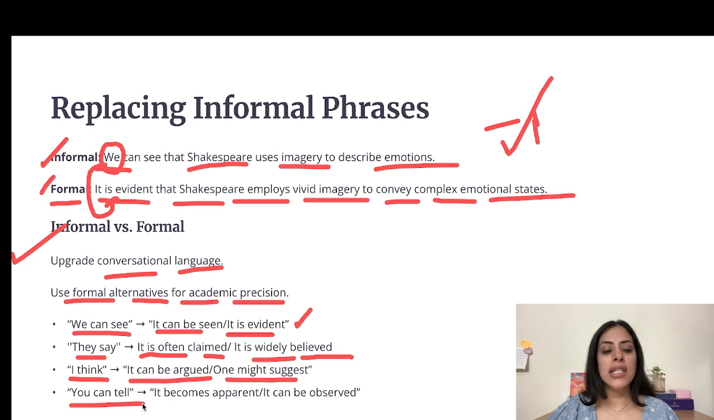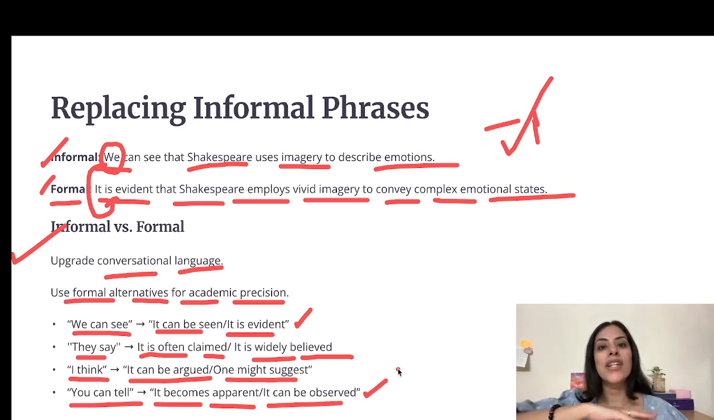And lastly, instead of saying you can tell, because sometimes when you're explaining any prose or any literary device, we say you can tell that the writer has used alliteration. But writing you here is not the right choice. So what else can be done? You can say it becomes apparent, or it can be observed that the writer has used alliteration.